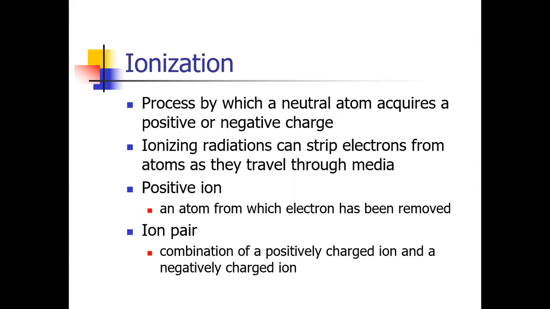The process by which a neutral atom acquires a positive or negative charge is referred to as ionization. Ionizing radiations can strip electrons from atoms as they travel through media. A positive ion is an atom from which an electron has been removed. Therefore, the balance of positive and negative charges has essentially been shorted by one electron, so it's positively charged in nature. An ion pair is a combination of a positively charged ion and a negatively charged ion.